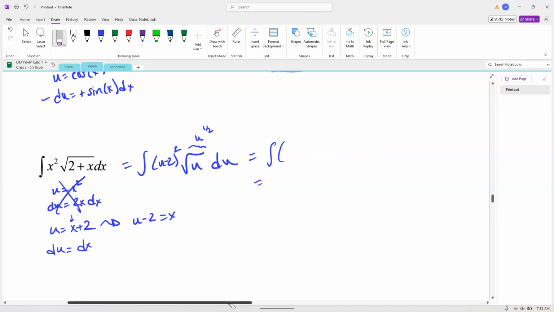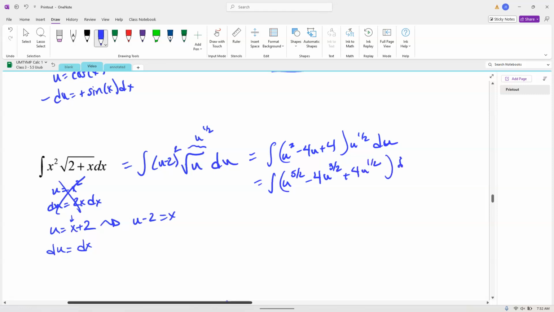Okay, so let's see, this would be u squared minus 4u plus 4, all times u to the 1/2 du. Okay, the integral, let's see, this would be u to the 5/2 now, minus 4u to the 3/2, plus 4u to the 1/2, all du. Always remember your differential at the end.